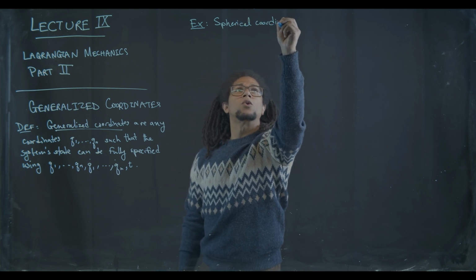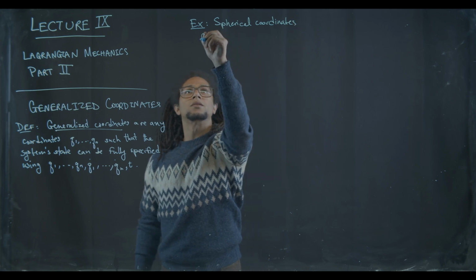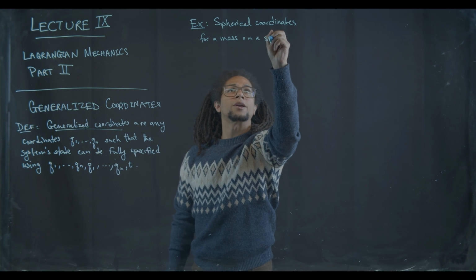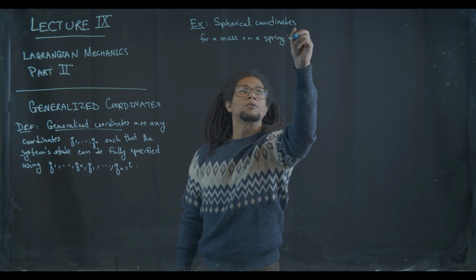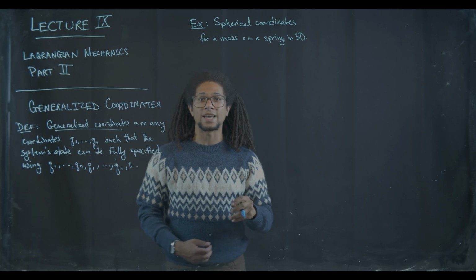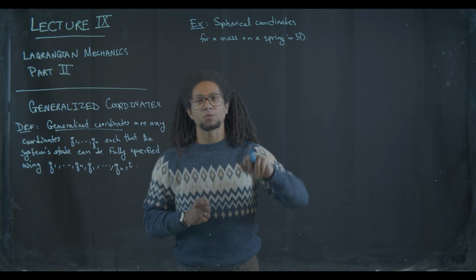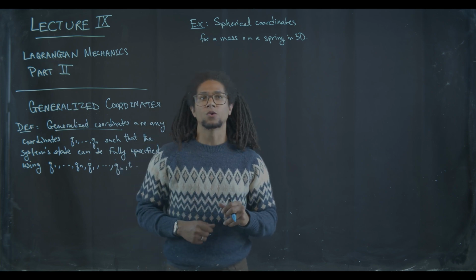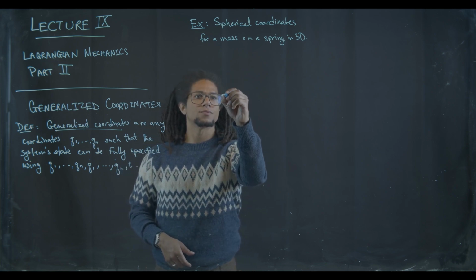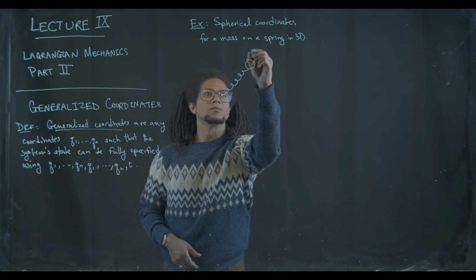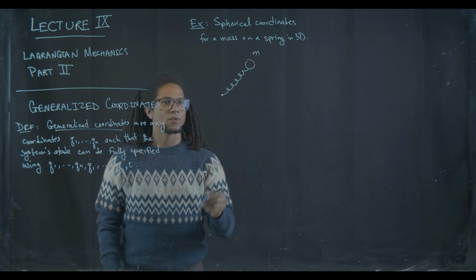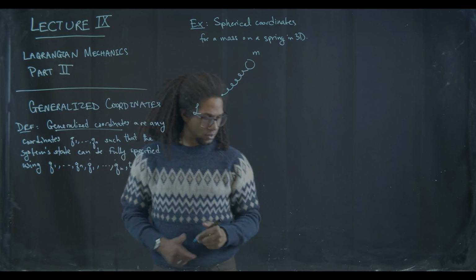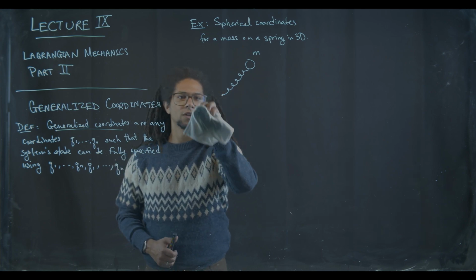We'll do spherical coordinates for a mass on a spring in 3D. So we'll attach a mass m by a spring with spring constant k and equilibrium length 0 to the origin. All right. Now, what we would have for the Lagrangian in rectangular, let me be specific here.